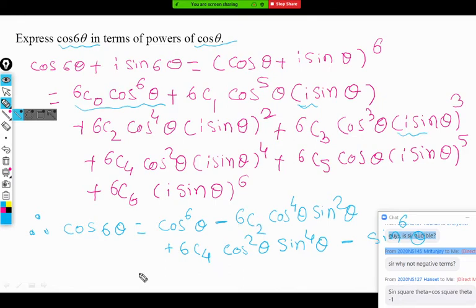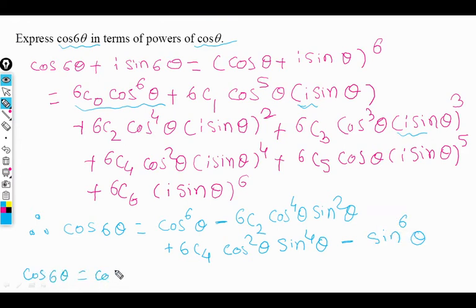Okay, and first of all you get cos raised to 6 theta. This is cos 6 theta. You will get cos raised to 6 theta again.